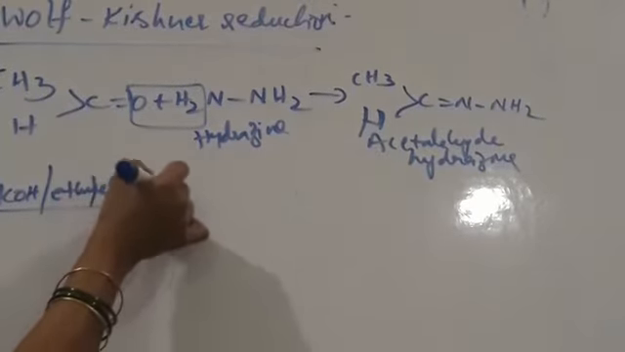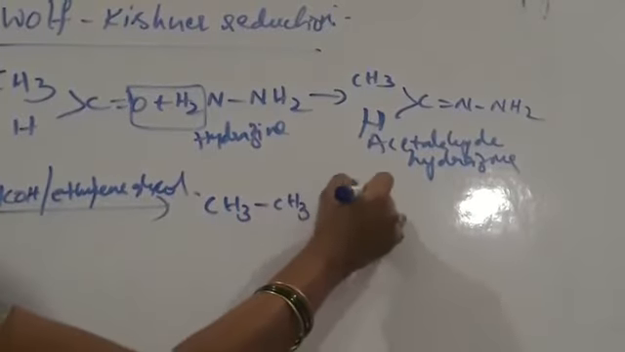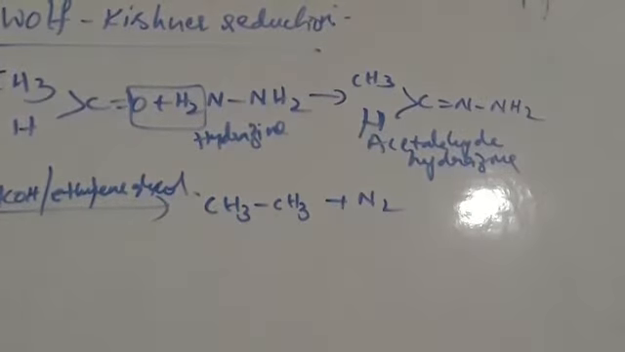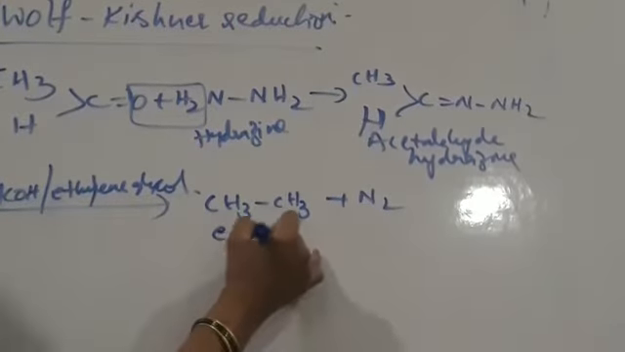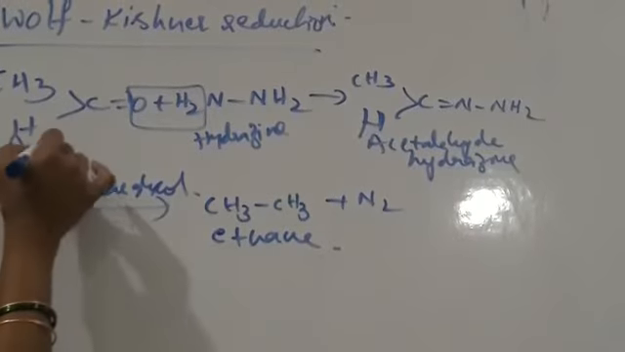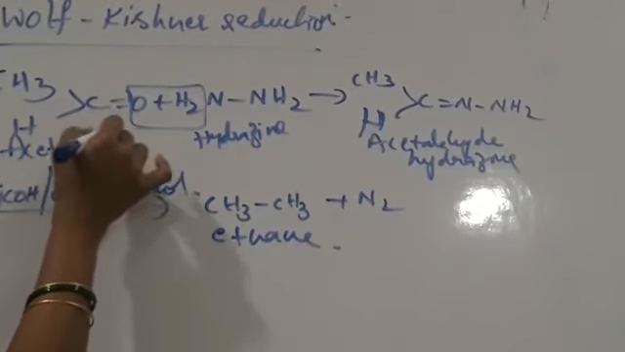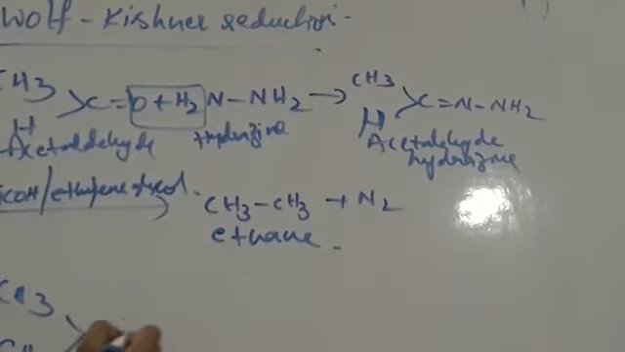It forms ethane. Okay, along with the formation of N2, ethane. So acetaldehyde forms ethane. If acetone is there, so acetone forms propane.